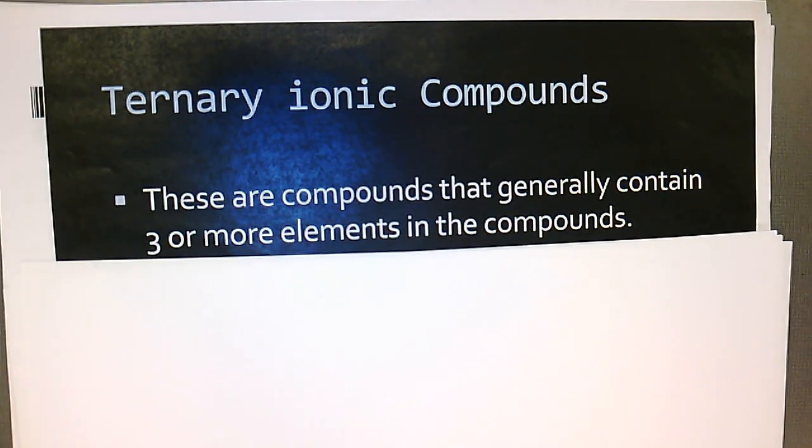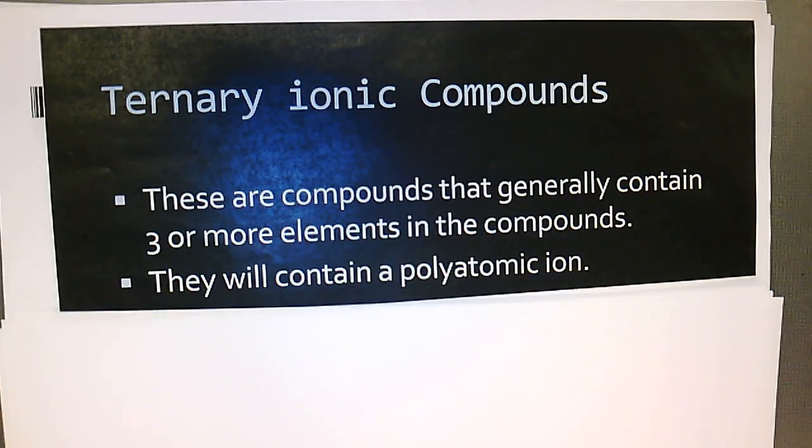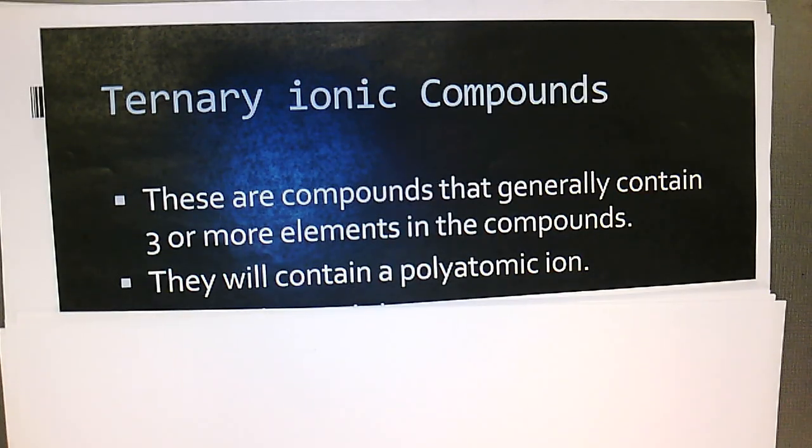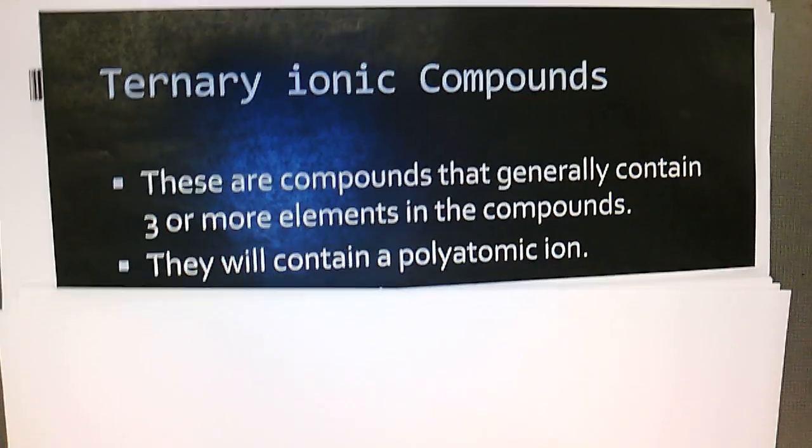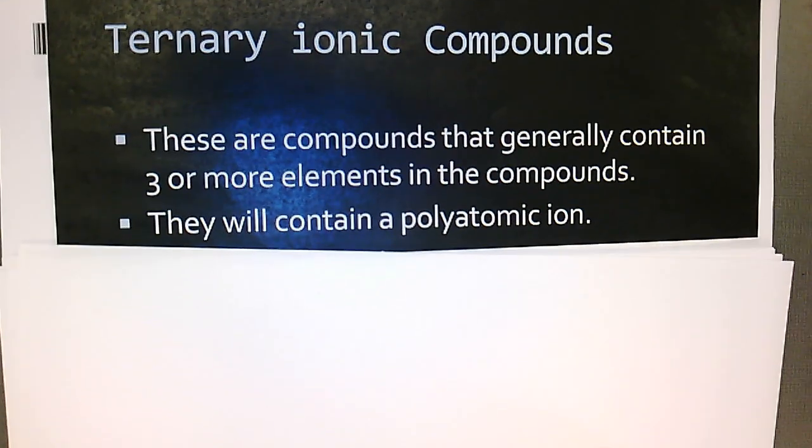For us, we're going to say they're compounds that generally contain three or more elements. Ternary contain three or more. What it's practically going to mean is they will have a polyatomic ion. All right, that's the stuff on our pink sheet that we got last unit, and we will be using a lot this unit. The polyatomic ions.